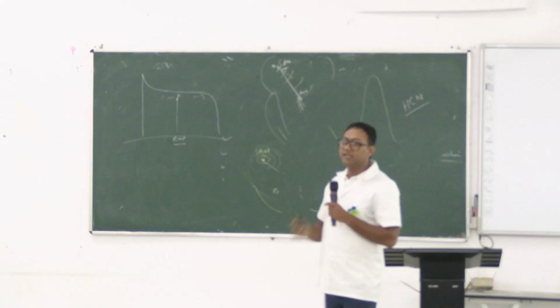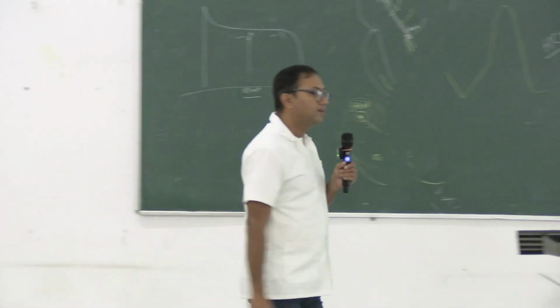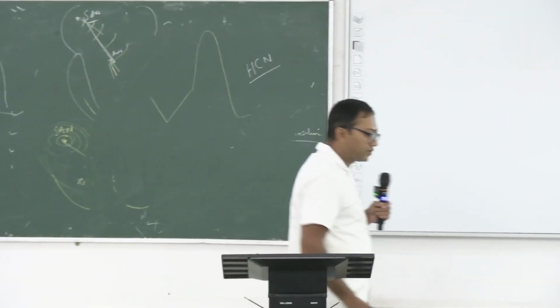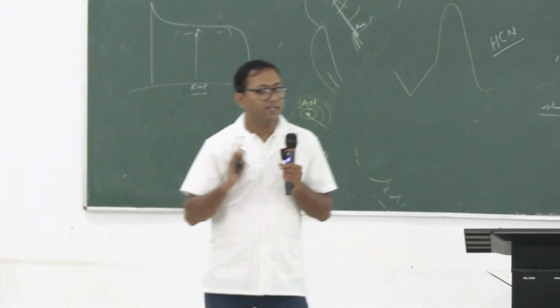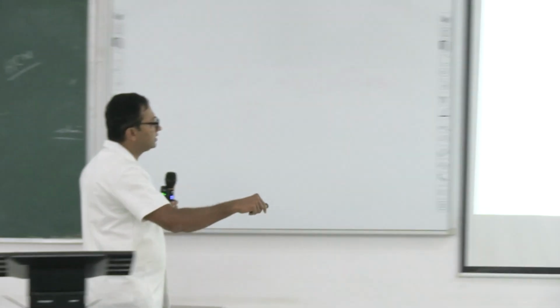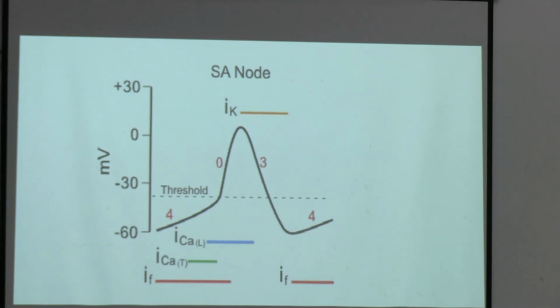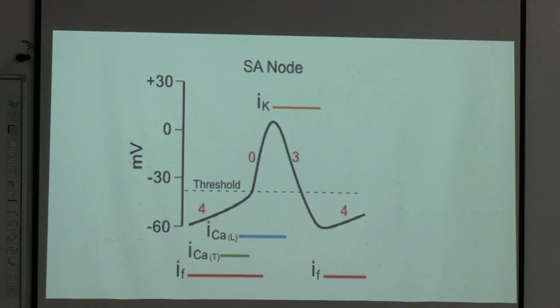HCN stands for hyperpolarization-gated cyclic nucleotide-activated. So it is called the HCN channel or funny channel, and the current is called the funny current. Why? Because it is a non-specific cation channel. This green channel is specifically for calcium, but this funny current can pass sodium, calcium and potassium. It is a non-specific cation channel responsible for phase 4 diastolic depolarization, right?